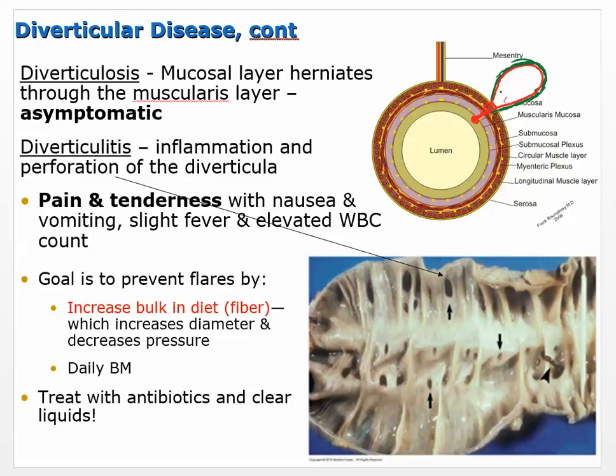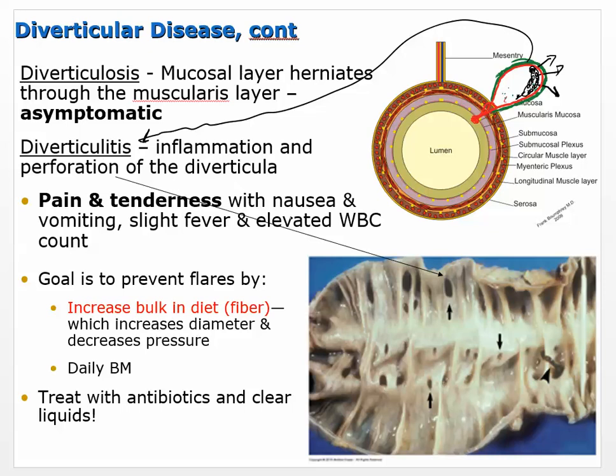But the next step, I don't want to say that it works in stages, but the next step, if something isn't done about this, is that it can become inflamed. This is an area where bacteria could develop and kind of take over that area. And if it does become inflamed, then you have what's called diverticulitis, which is an inflammation. It can become inflamed and then it can perforate, and then you have a perforation or a hole that's developed in the colon, usually. So diverticulitis: inflammation and perforation of the diverticula.